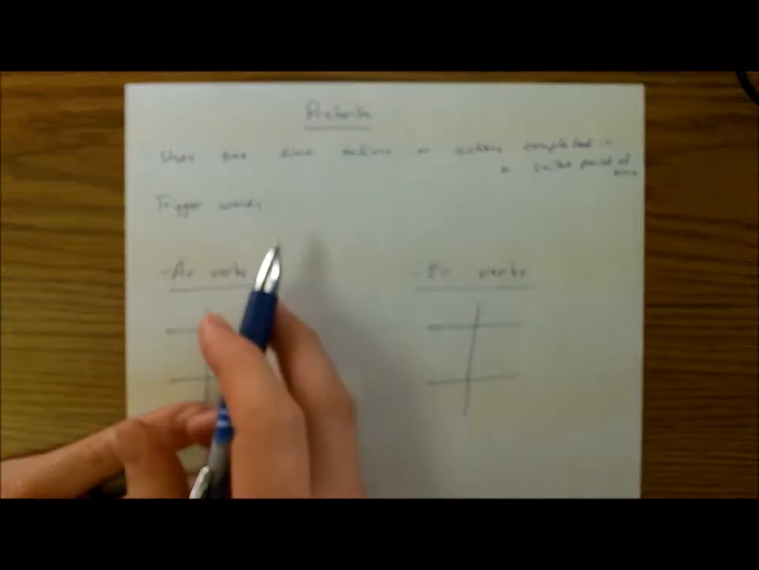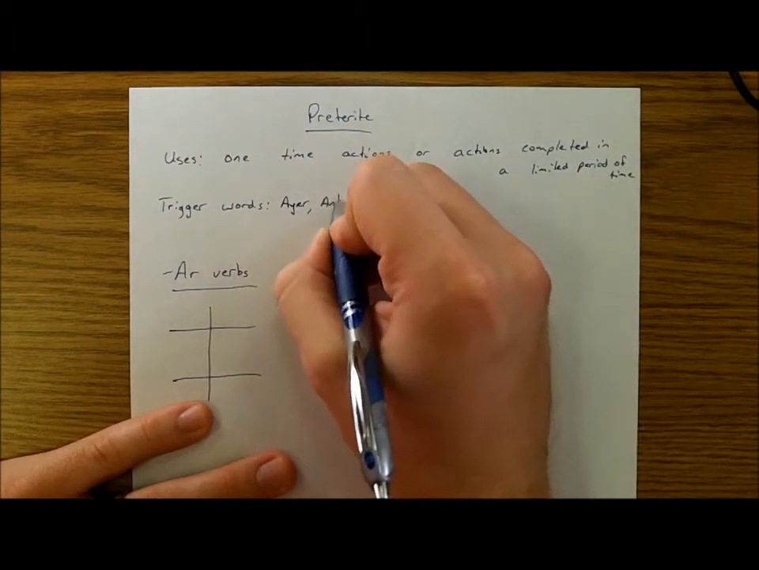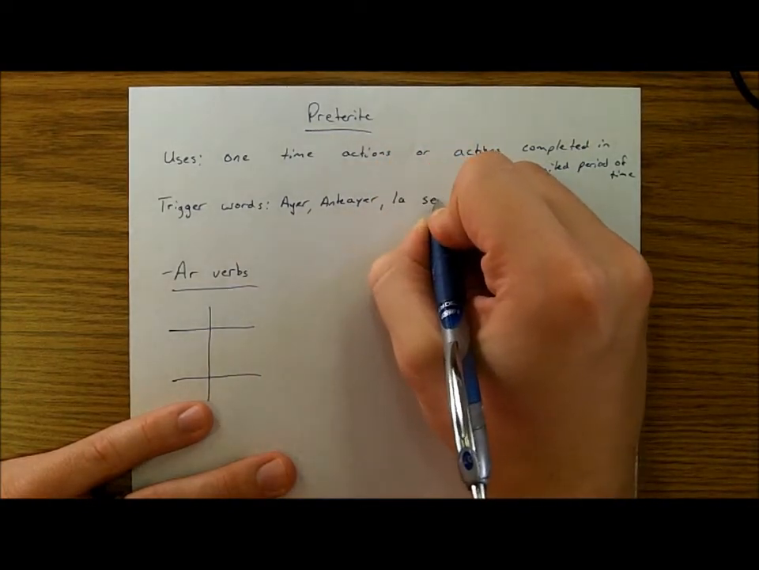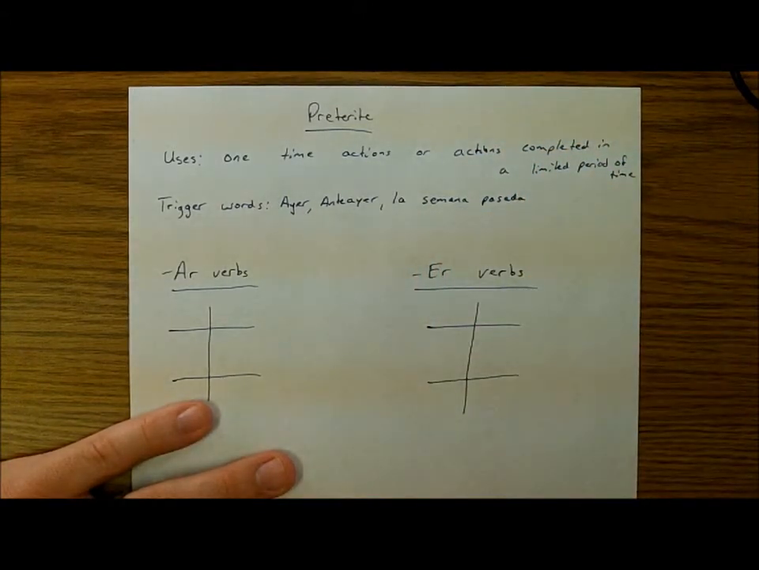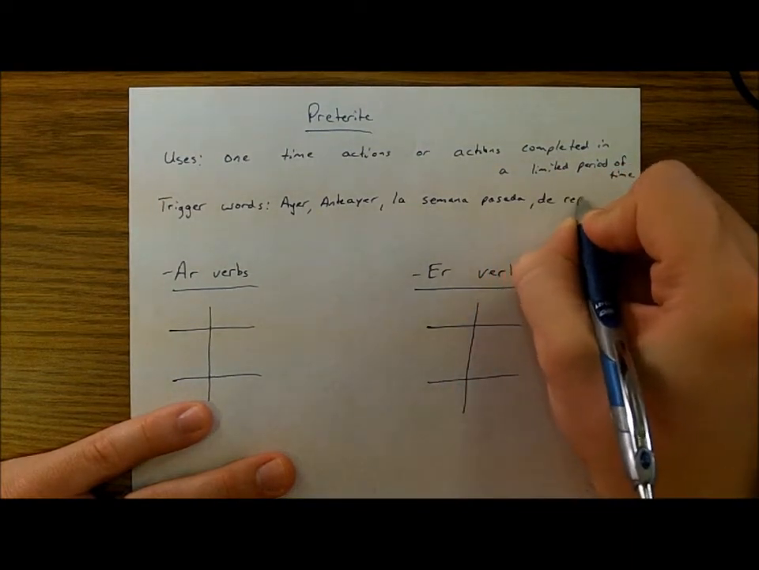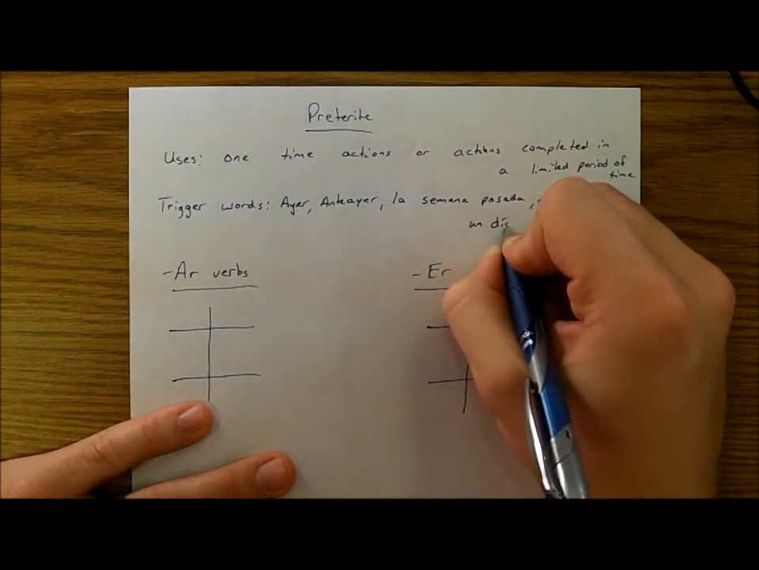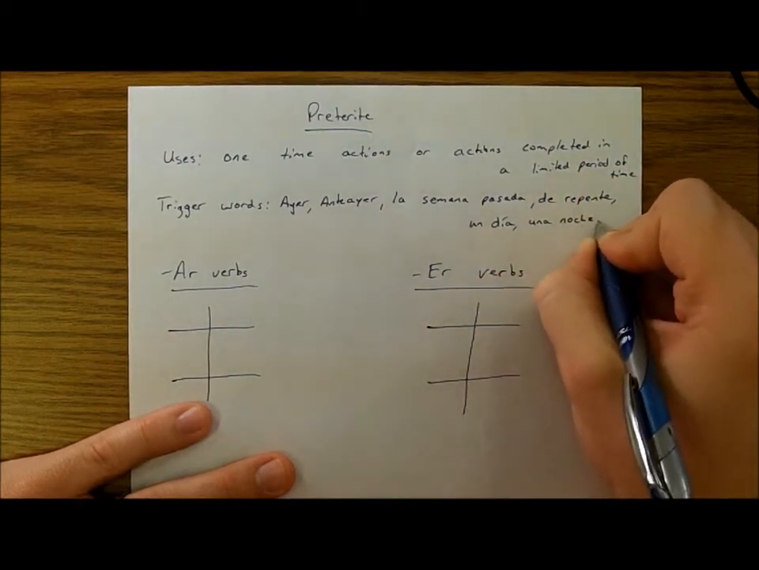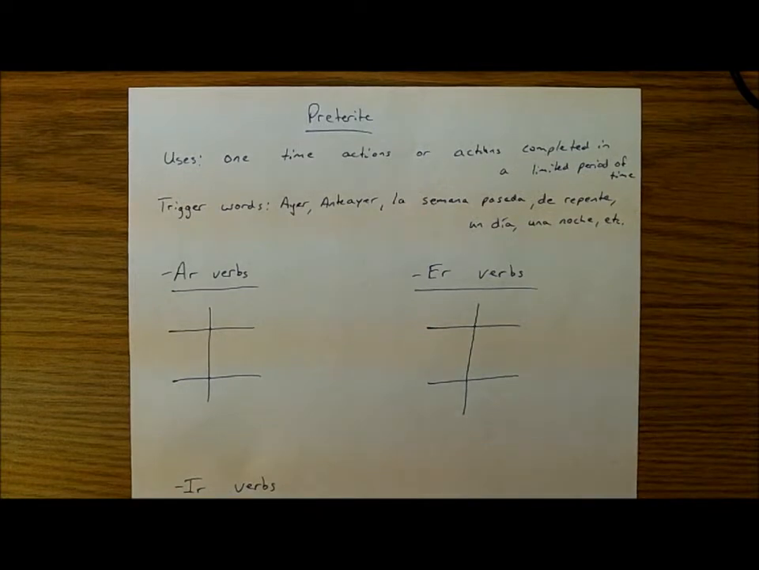Okay, with the preterite, there are some trigger words, such as ayer, which means yesterday, anteayer, the day before yesterday, la semana pasada, last week, or el año pasado, last year, de repente, suddenly, un día, one day, or una noche, one night, and etc. You get the pattern.